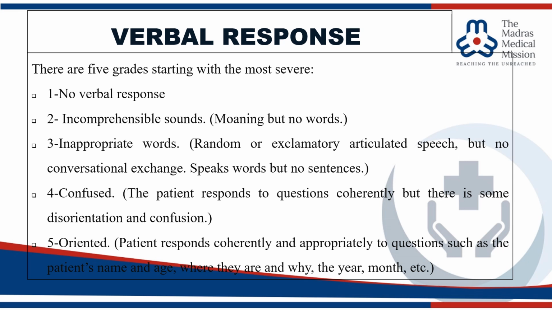Here the patient speaks words, but there will not be any sentences. The fourth one is confused. Here the patient responds to questions coherently, but there is some disorientation and confusion. And the fifth is fully oriented. Here the patient responds coherently and appropriately to questions such as the patient's name and age, where they are, why, and the year and month. That is, the patient will be oriented to time, place, and person.